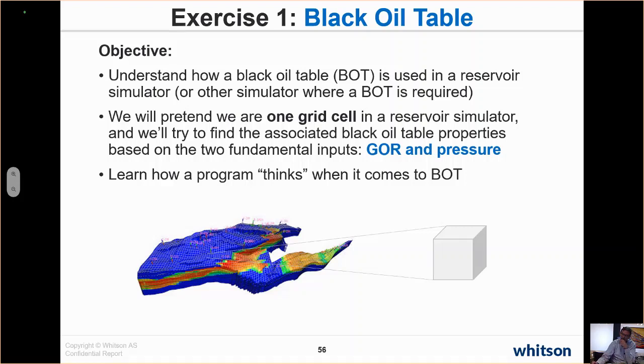And just as a thought experiment to exemplify some of the issues and some of the importance of the different topics that both Singh and Curtis have mentioned, we're going to pretend that we are one grid cell in a reservoir simulator, and we'll try to find the associated black oil table properties based on the two fundamental inputs, which are GOR and pressure. And we then hopefully are going to learn how a program thinks when it comes to a BOT. So that's the basis of this exercise.